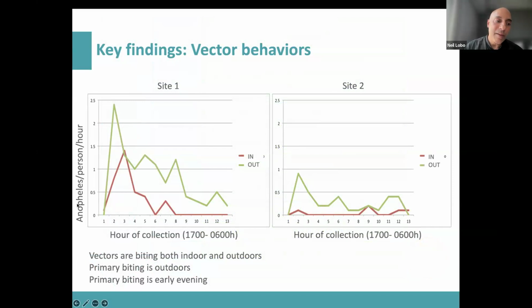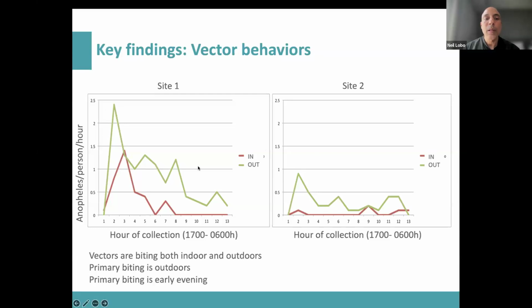At site 1 on the left, we have the number of mosquitoes, anopheles, per person per hour. And from 1 to 13, we started collections at 5 p.m. and ended at 6 a.m. We went 1 hour early because the mosquitoes were biting then. And you can see the green is biting rate outdoors, the red is biting rate indoors. Basically, most of the mosquitoes are biting outdoors, even though they're biting indoors and outdoors.